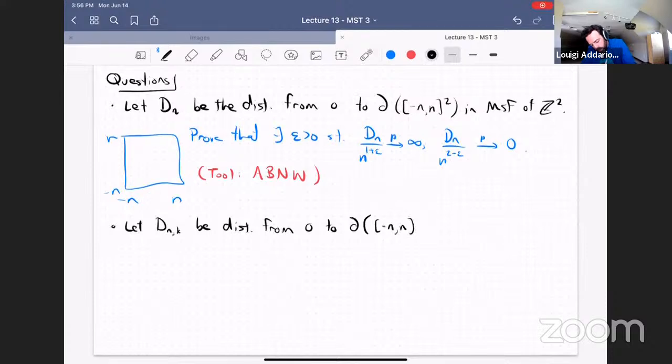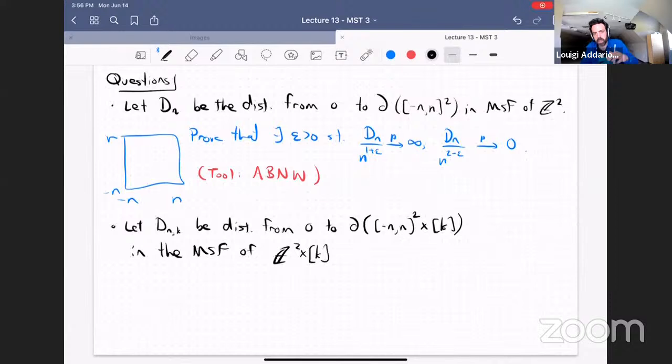some box. But now I'm including this cross K here because the lattice that we're interested in is a sort of fattened Z2. So you look at the lattice Z2 cross the integers 1 up to K. Think of this as just taking k copies of Z2 and then adding vertical edges between level 1 and level 2, and then level 2 and level 3, and so on. So this graph is called the slab.